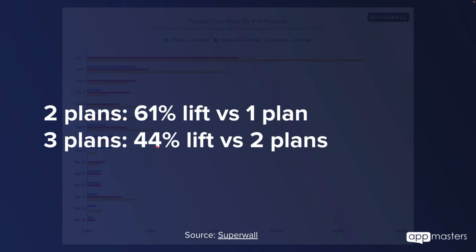And then 3 plans saw a 44% lift versus 2 plans. So again, 3 plans: your cheap plan, your ideal plan, that is the highest LTV, lifetime value of your customer, and your decoy plan. That's how you go about it.